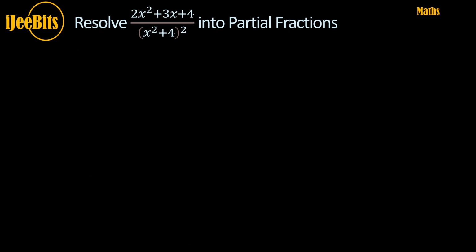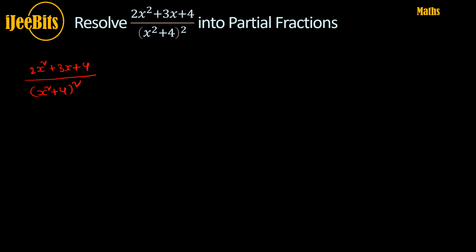Next problem statement. What is given here? 2x square plus 3x plus 4 divided by x square plus 4 whole square. By looking at this, you see this is an irreducible factor. You cannot reduce it because it is x square plus 4, and I cannot factorize it easily.